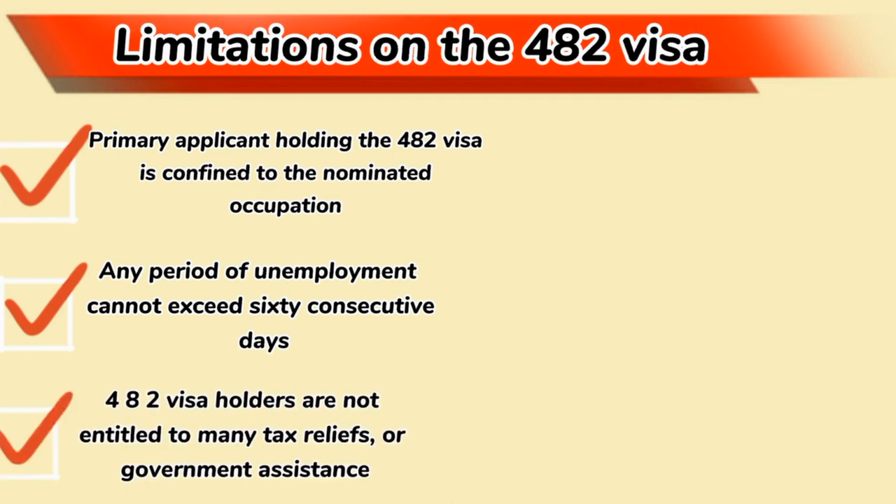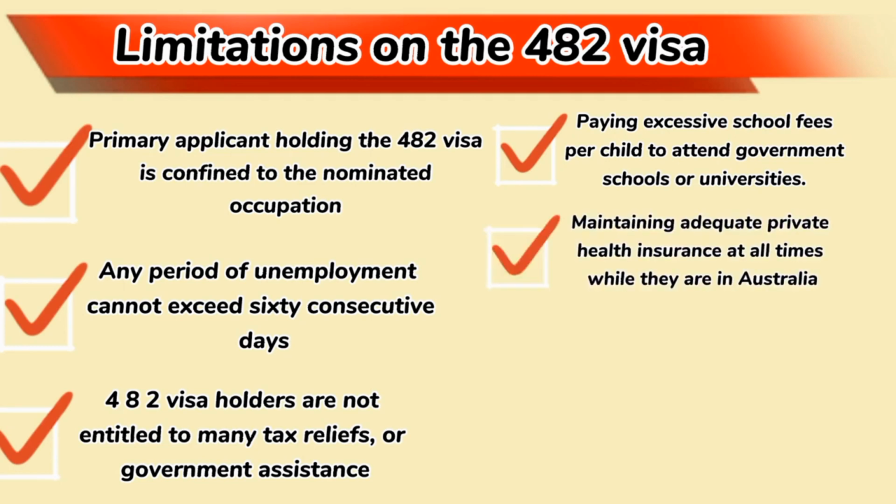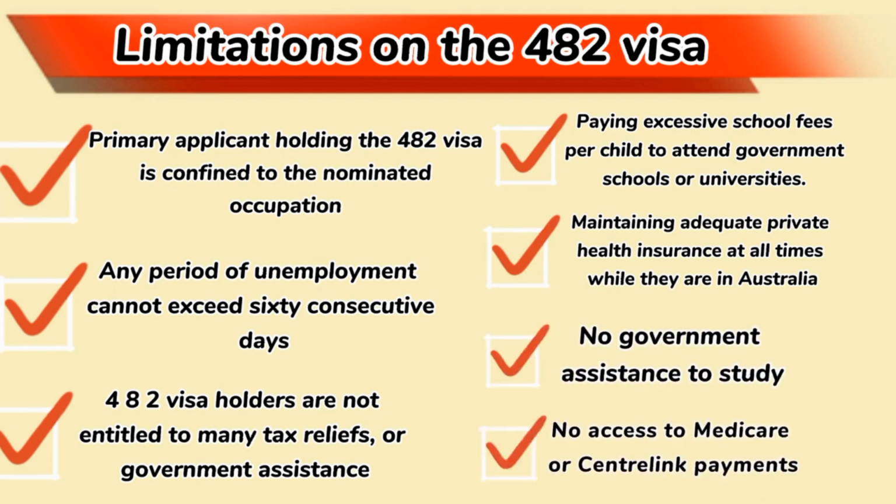482 visa holders are not entitled to many tax reliefs or government assistance. Paying excessive school fees per child to attend government schools or universities. Maintaining adequate private health insurance at all times while they are in Australia. No government assistance to study. No access to Medicare or Centrelink payments.